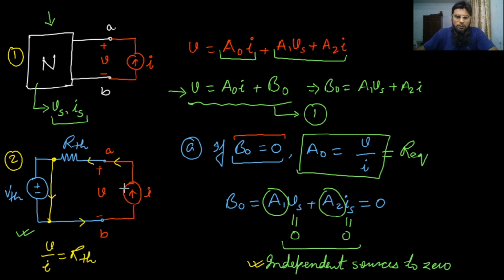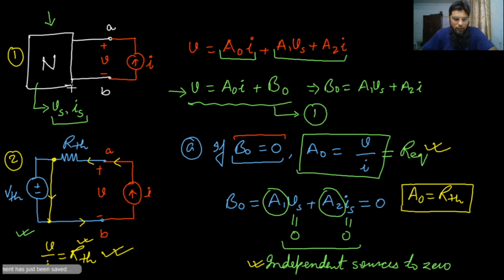So you can understand the similarity between these two equations, V by I is RTH and V by I is A0. In this case we are putting all the independent sources to 0. In this case also we are doing the same thing, putting the independent sources to 0, and we are getting the value RTH. So these two are identical. So we say A0 is actually equal to RTH. The A0 which we are calculating in circuit 1 is equal to the RTH of circuit 2.